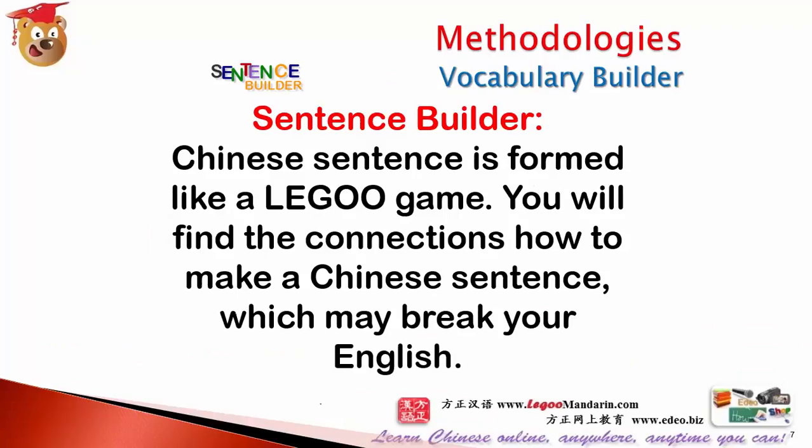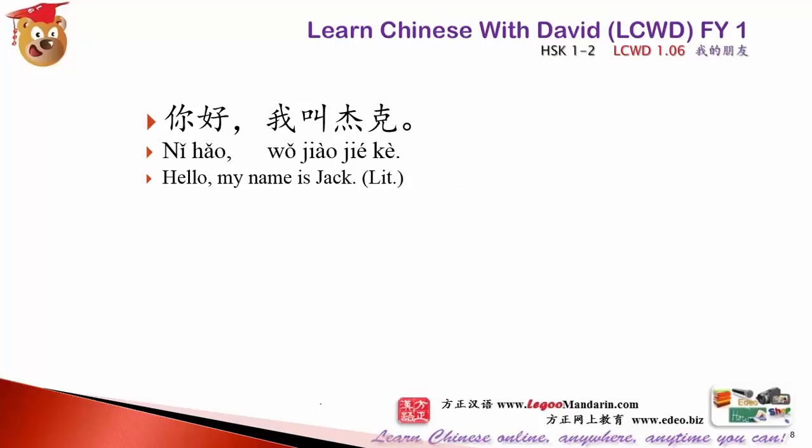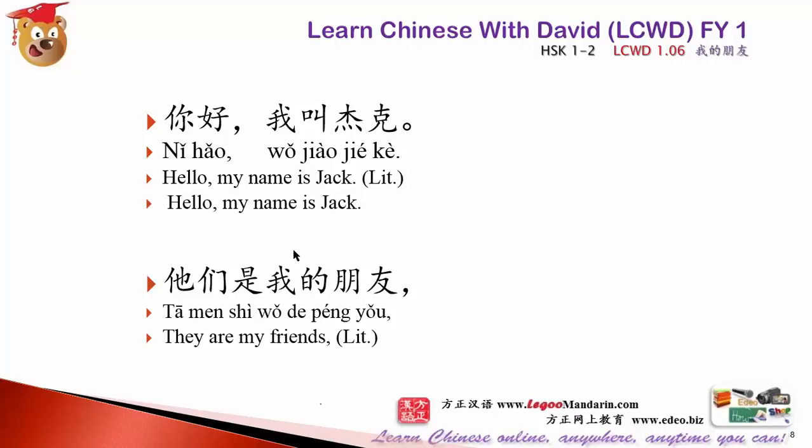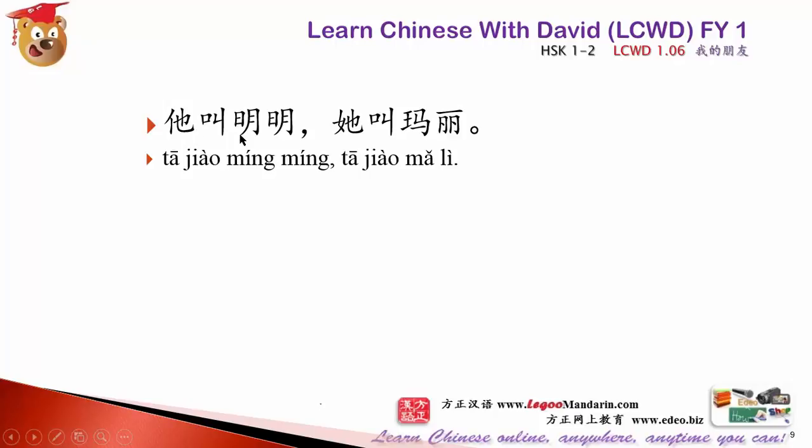Go to the sentence builder, like a LEGO game, to see the connections between the different Chinese characters. That's Chinese. 你好，我叫杰克。My name's Jack. 他们是我的朋友. 们 changes the thing into the plural. 他 he, 他们 they, 是 is or are or was or were. 我的朋友: 我 I, 我的 my, 朋友 friend. They are my friends. He is called 明明. 叫 means be called.